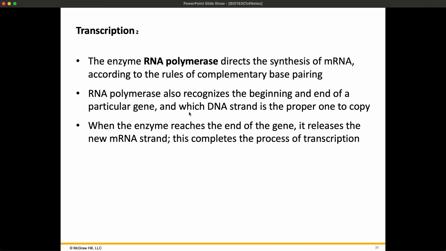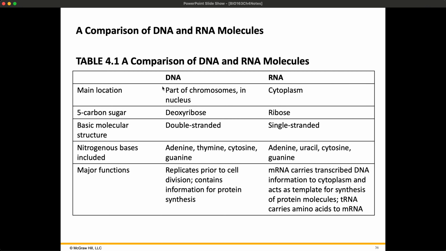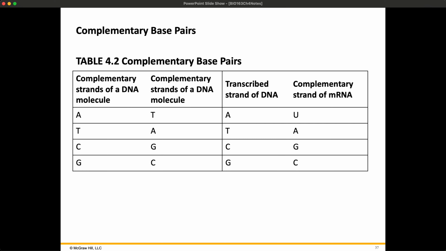So RNA polymerase is this enzyme. It travels down your DNA strand, and as it travels down the DNA strand, it's polymerizing, so it's adding all of these RNA nucleotides together to transcribe this mRNA strand. Here's a comparison of RNA and DNA molecules. You should definitely look through that and know this information. Same thing with the complementary base pairs. Make sure you understand how they pair, how they bond to each other, and what the difference between DNA and RNA is.